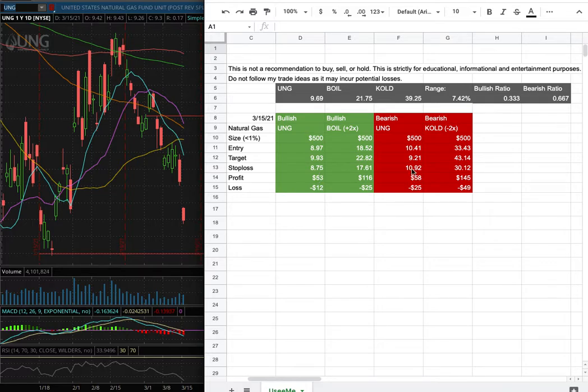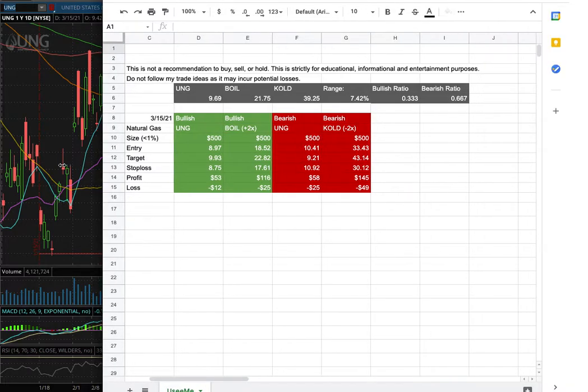However, if I were to open a short position, my entry is at $10.41, and that is this range here. My sell target is at $9.21, and my stop loss is at $10.92. So whichever entry price were to hit first, that'll be my position of the week.